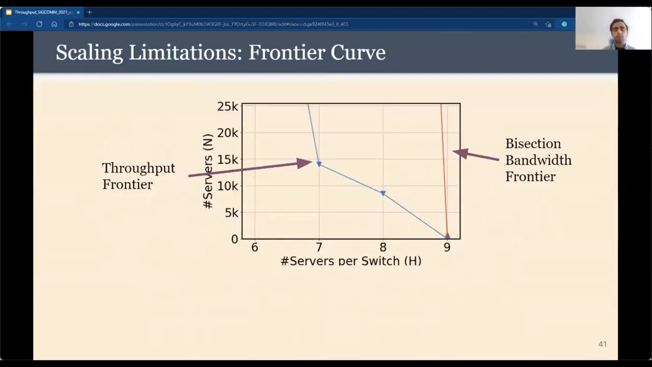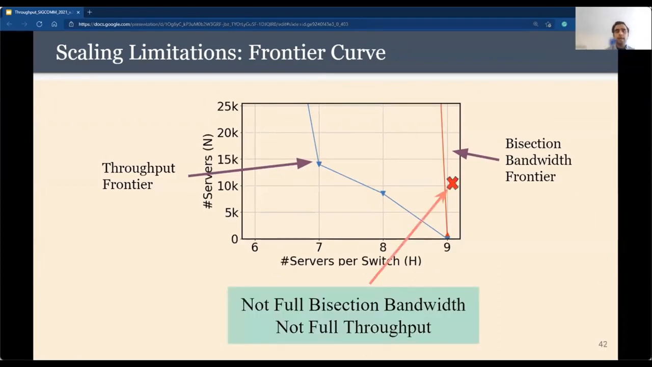Here, for one of the expander-based topologies, we show how well they scale while maintaining full throughput compared to full bisection bandwidth. The results also hold for other expander-based topologies, as we show in the paper. So in this plot, the x-axis represents the number of servers per switch, and the y-axis shows the total number of servers. The orange line, or the bisection bandwidth frontier, is the boundary between full bisection bandwidth and less than full bisection bandwidth topologies. And the blue line is the boundary between full throughput and non-full throughput instances of these topologies.